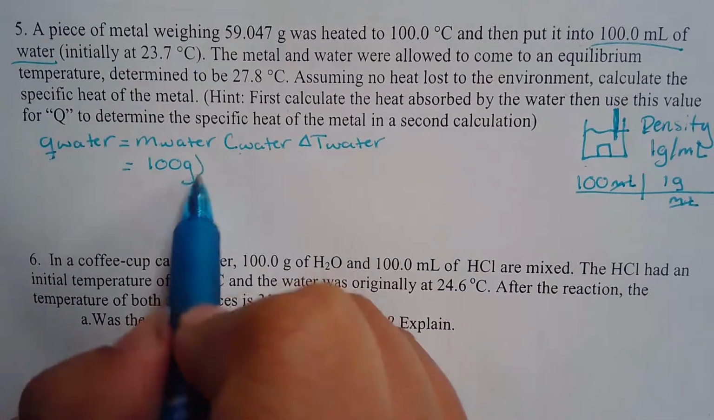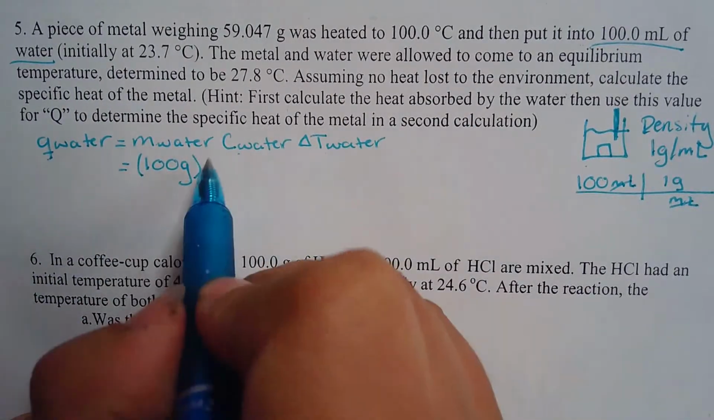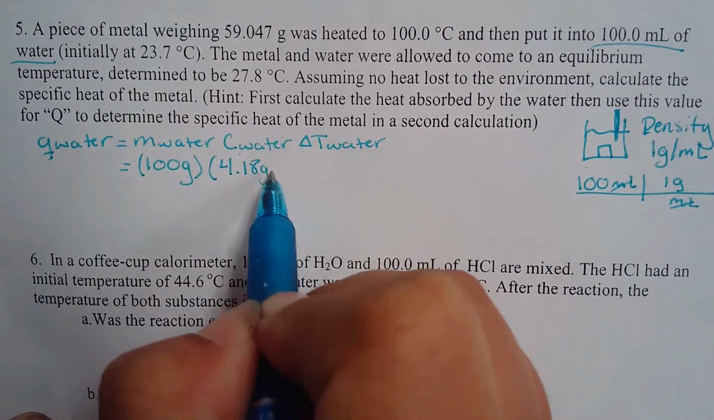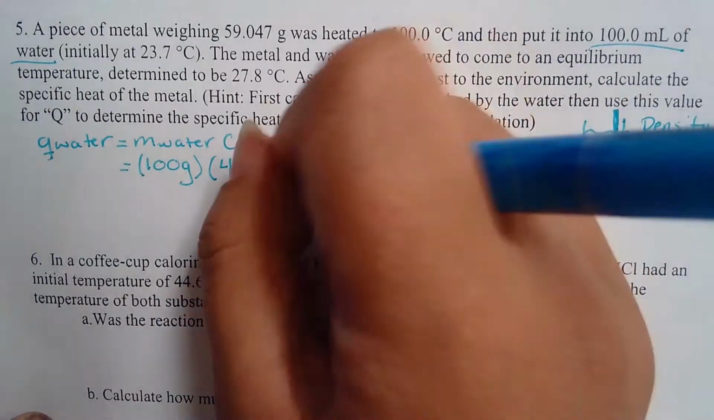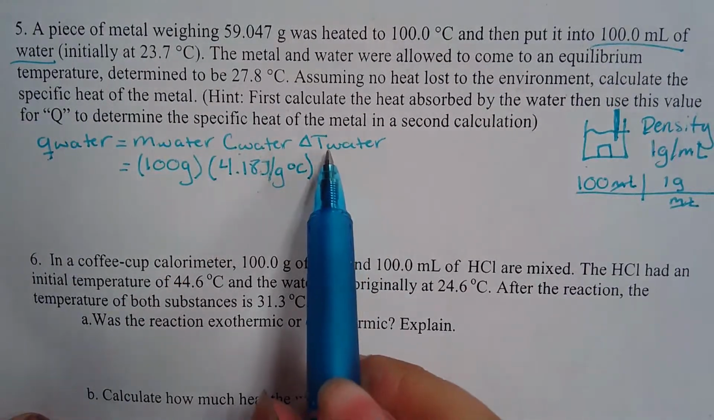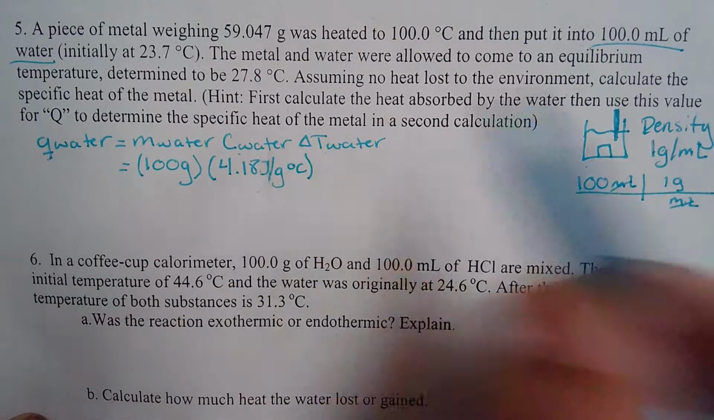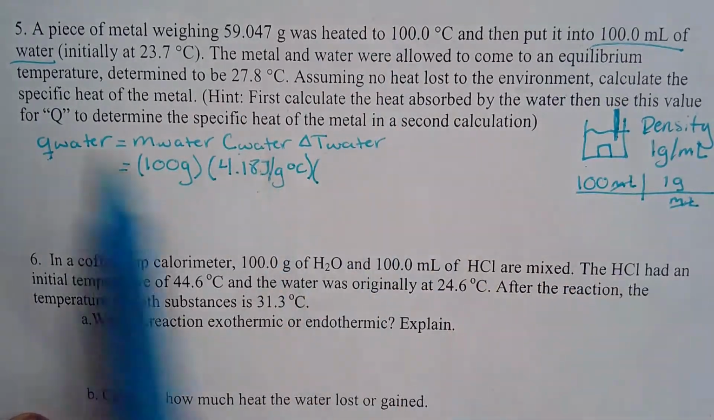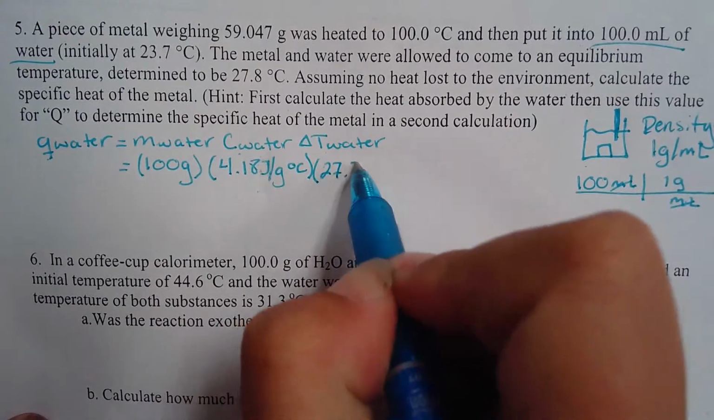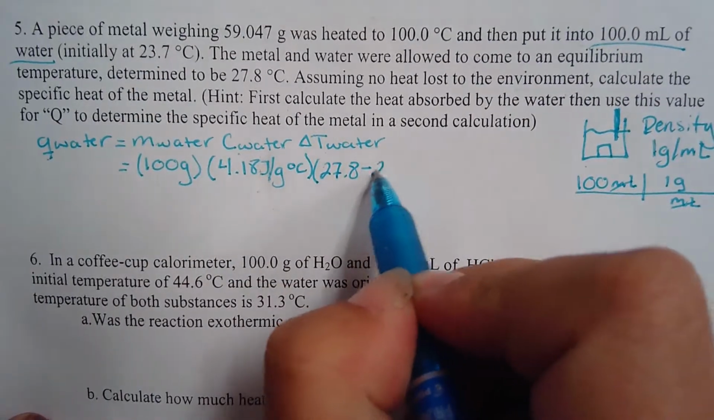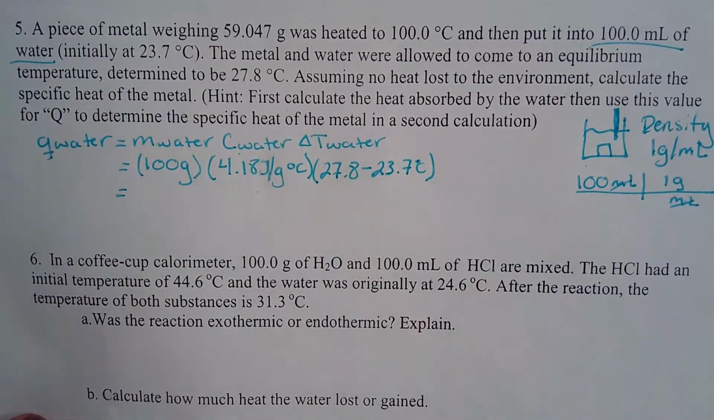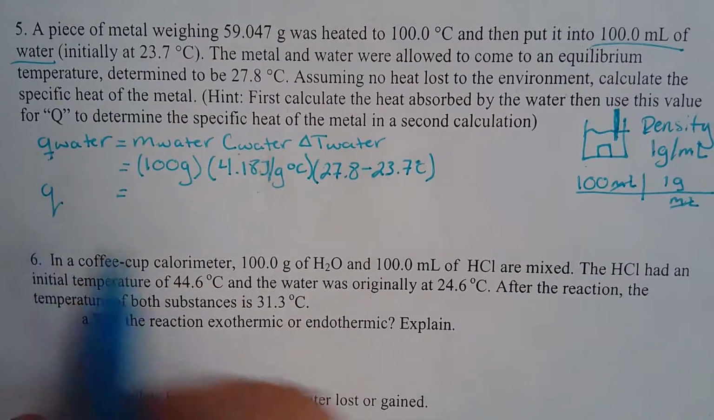Then we use the specific heat of water, which comes from your reference packet, okay? And we know that from our reference packet, the specific heat of water is 4.18 joules per gram degrees Celsius. And then the change in temperature of the water, delta means change. The change in temperature is final temperature minus the initial temperature. So the final temperature of the water was 27.8. The initial temperature of the water was 23.7. Okay?